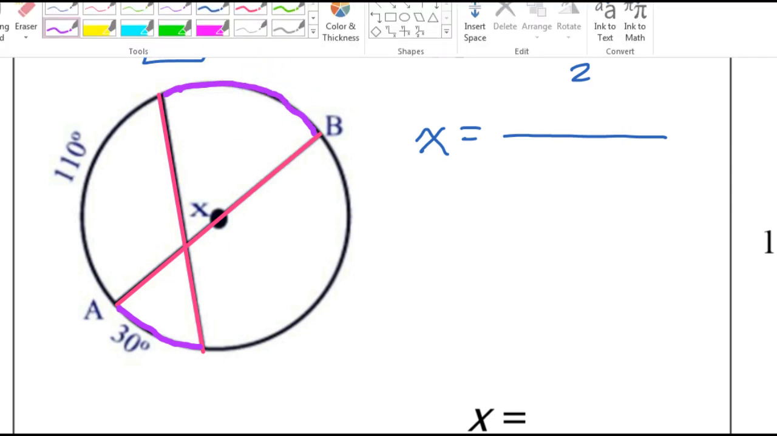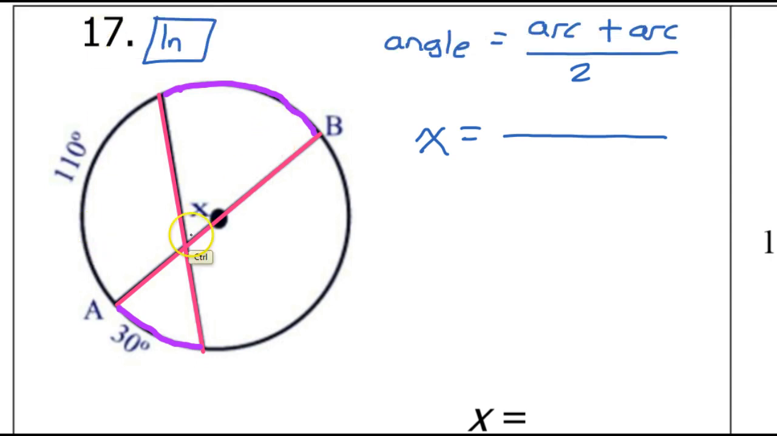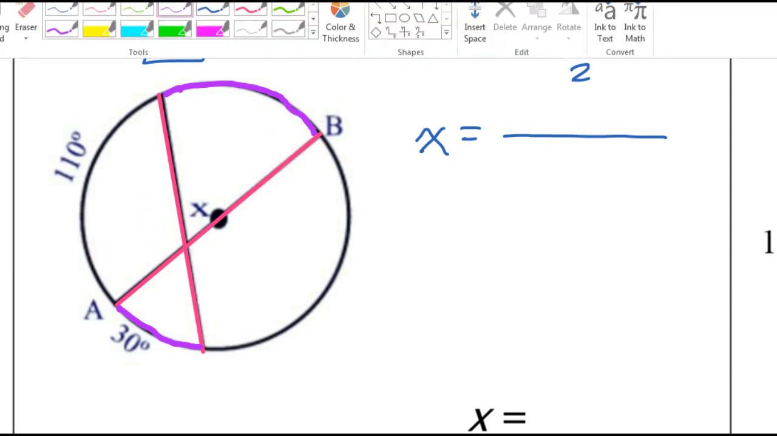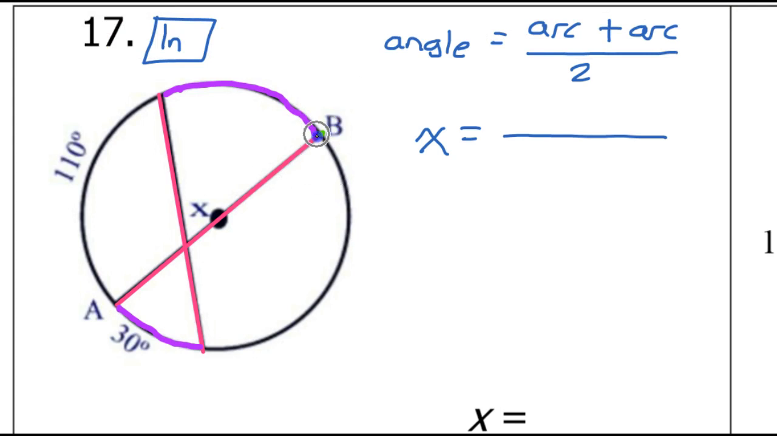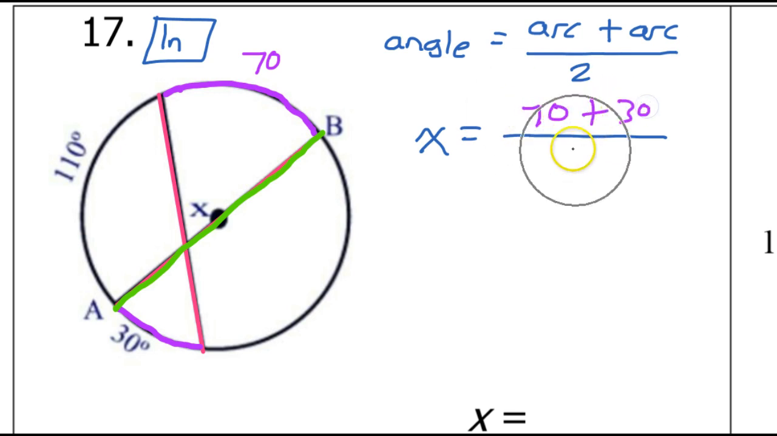So how am I going to do that? Well, can you see that we have a diameter happening right here? This is a diameter. That means that we have a semicircle on this side. So what do these have to add up to be? 180. They got to add to 180. So you can just do that in your head, can't you? So what's the purple arc then? 70. So this must be 70 because the 110 and 70 make 180. So that's what we're going to use. We'll use 70 plus 30 divided by 2.